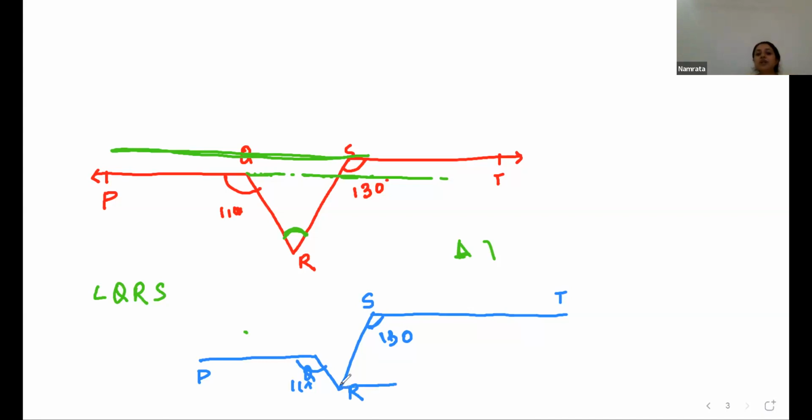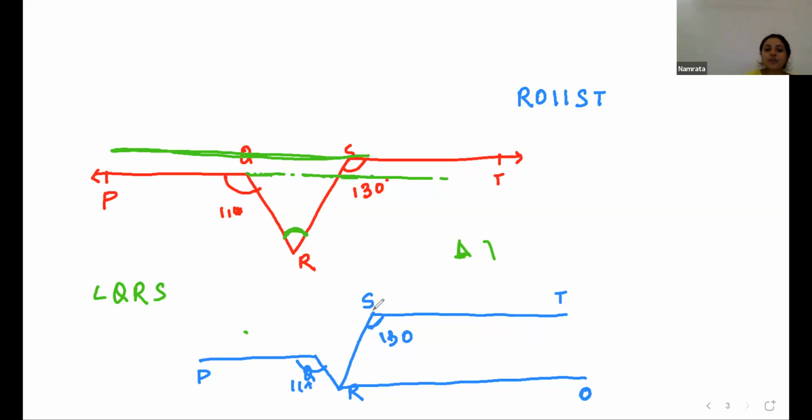So from R, let's say RO, we are drawing a line RO which is parallel to ST. So we are drawing the construction RO parallel to ST. Now it is given that ST and PQ are parallel. So all three are parallel with each other. We have discussed that if two lines are parallel and another pair are also parallel, then all three are parallel with each other.